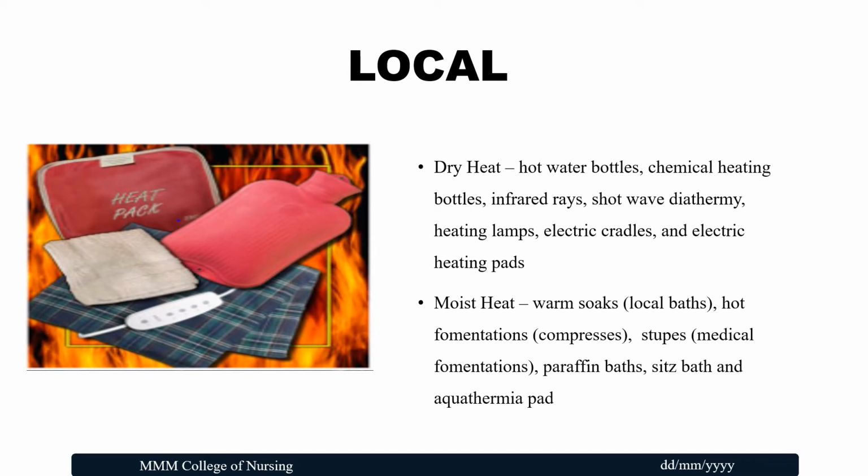Local. In local it is divided into dry heat and moist heat. Dry heat examples are hot water bottles, chemical heating bottles, infrared rays, shortwave diathermy, heating lamps, electric kettles, and electric heating pads. All these come under the dry heat. Warm soaks, hot fomentations, tubs, paraffin bath, sitz bath, and ecothermia pad. These all come under the moist heat.